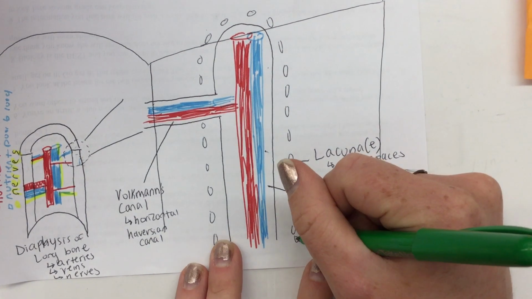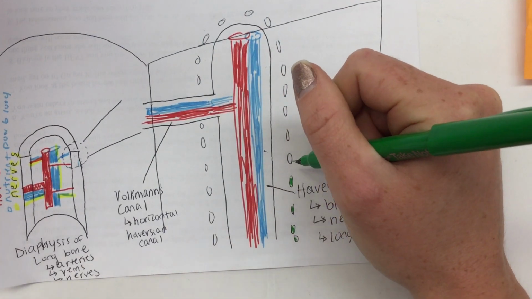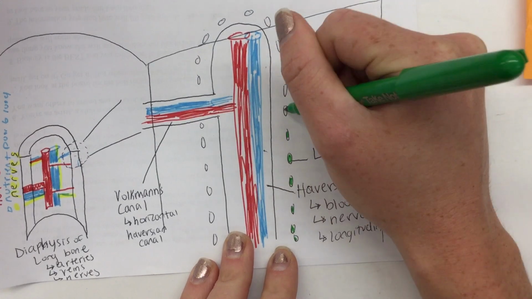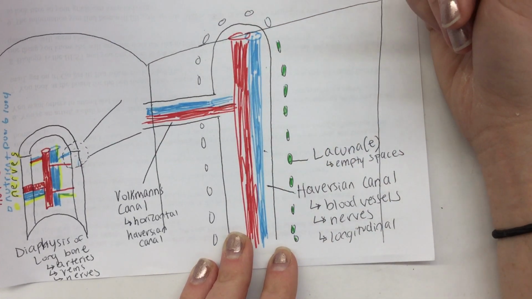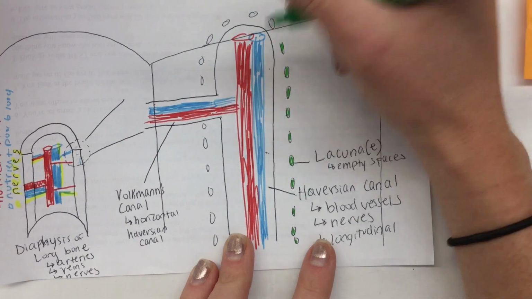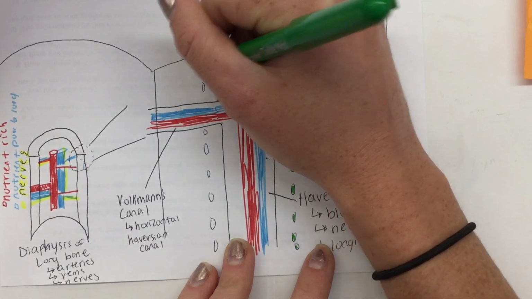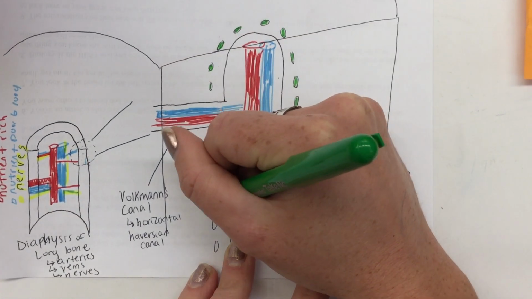But we're going to color these in green. And this green color is representing, say this with me, osteocytes. Osteocytes. Osteo means bone, cyte means cell. Remember melanocytes. So osteocytes are just bone cells. And they fill these little holes.